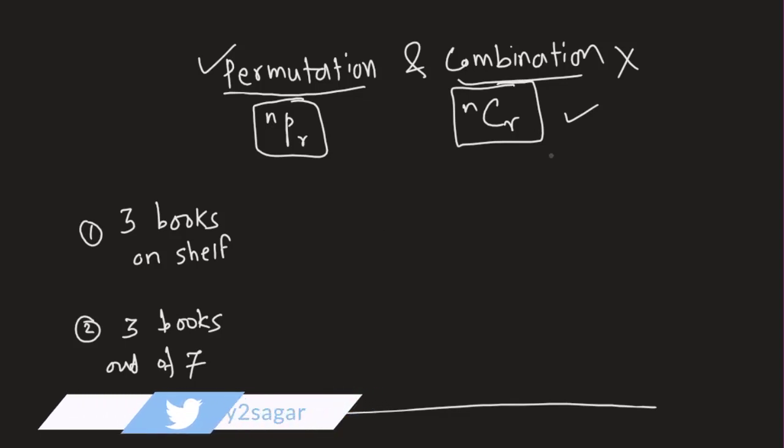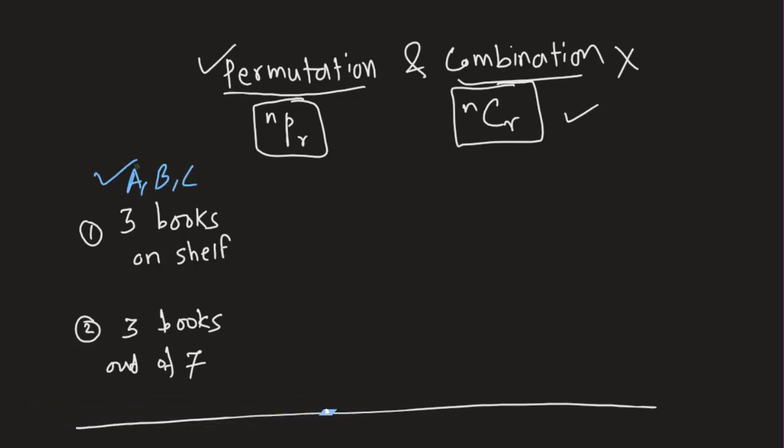Let us say you have three books A, B, C, and you want to arrange them on the shelf. How can you arrange them? You can arrange them like this: A, B, C, or A, C, B, or B, A, C, or B, C, A, or C, A, B, or C, B, A. These are the permutations in which you can arrange these books. When you have to arrange something, you have to use this permutation formula, nPr.